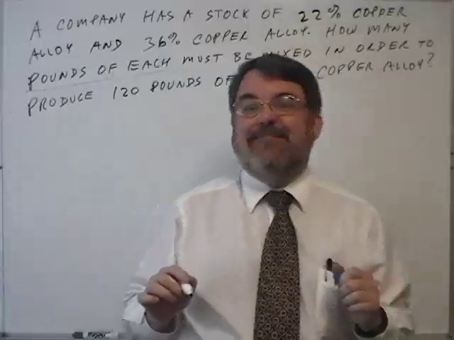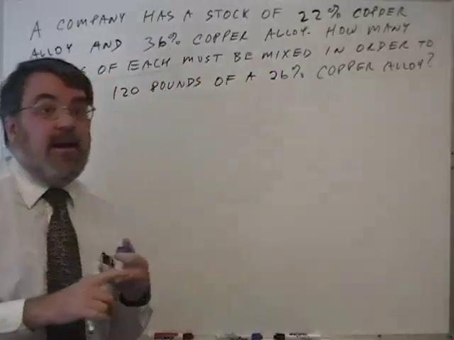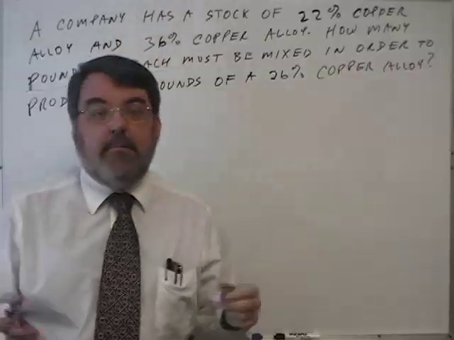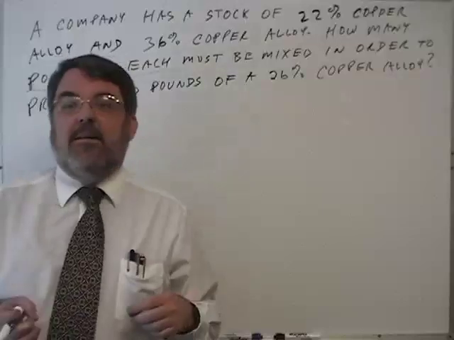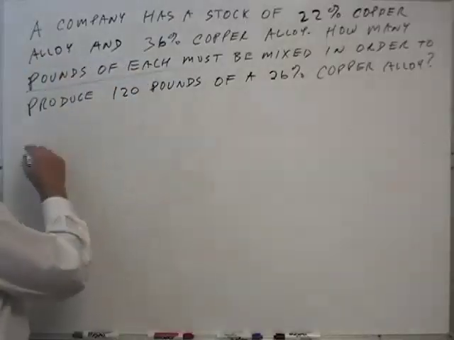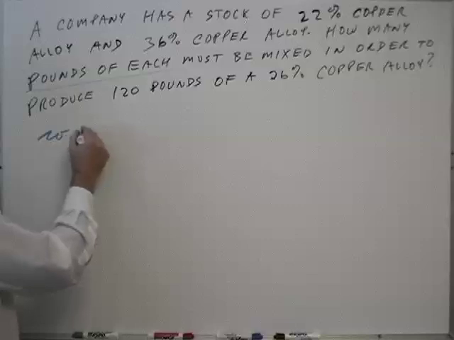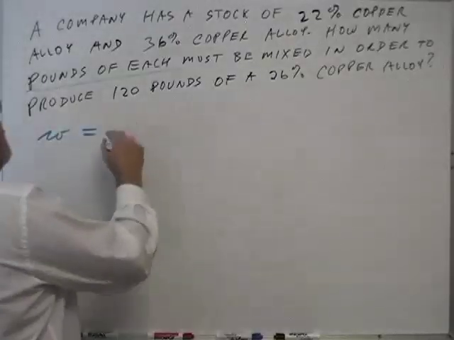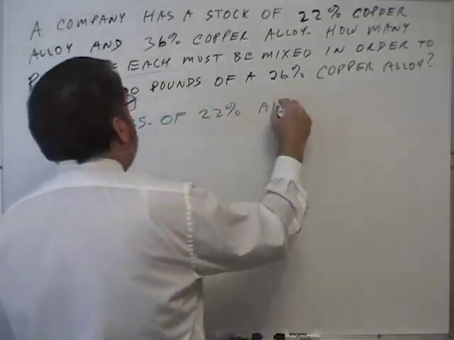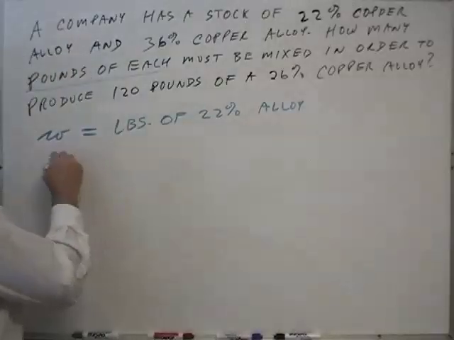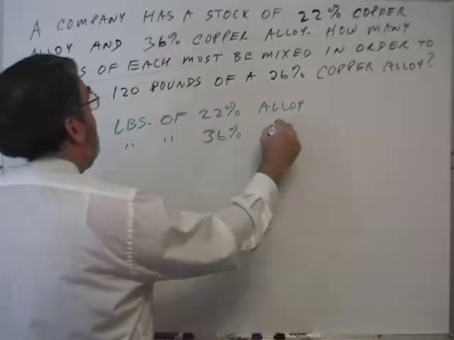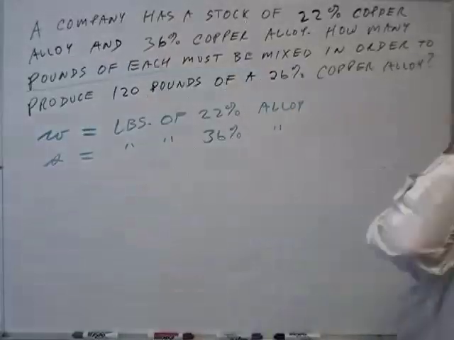How are we going to define that? Well, we have a 22% alloy and we have a 36% copper alloy. We could call it X and Y. How about W and S for weak and strong? So W is the pounds of the 22% alloy, and S is pounds of the 36% alloy. So I use W and S for weak and strong.